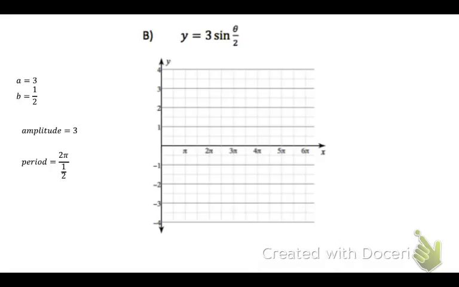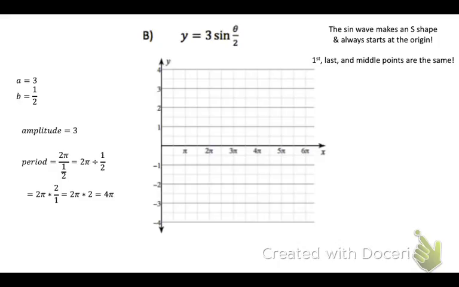I need to find my period. The period's 2 pi divided by b. Well, b is 1/2. So that's 2 pi divided by 1/2. You can flip that fraction and multiply. So that's 2 pi times 2 over 1, which is 2 pi times 2, which is 4 pi. So my period is 4 pi.